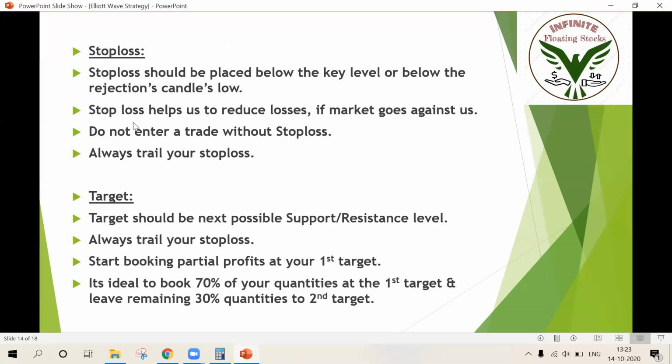And stop loss helps us to reduce losses if the market goes against us. You already know, do not enter without a stop loss. This is very important. That is why I'm putting this slide in every session.